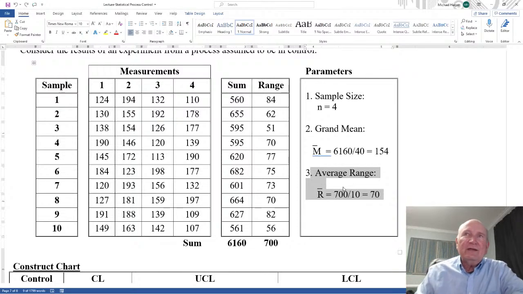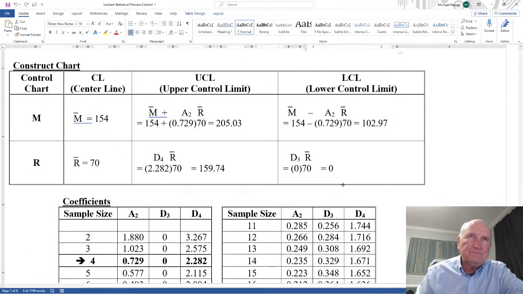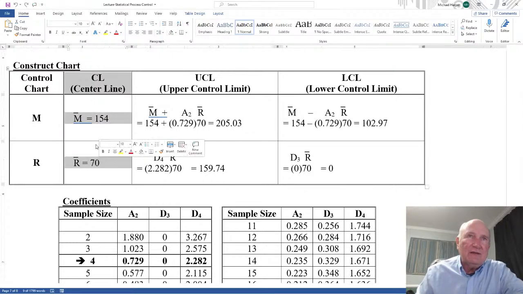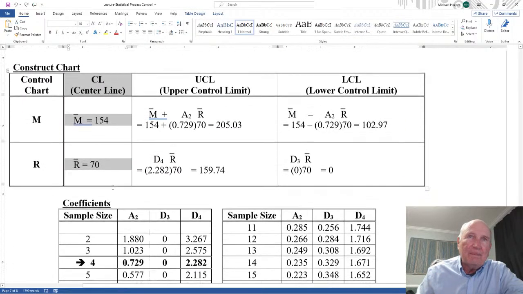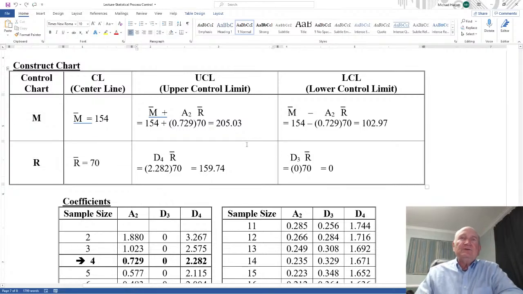Okay, well, down here, let's construct the charts, and let me show you how this works. Okay, down here is where we start constructing the charts. This table here, here's the center line, and there's the 154 and 70. So I just copied those down. There they are. And then here's the upper control limit and the lower control limit for the M and R chart. Okay, so now let me show you how this is done.